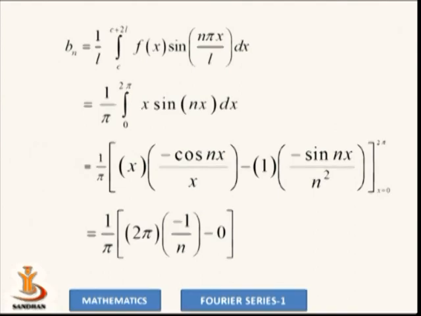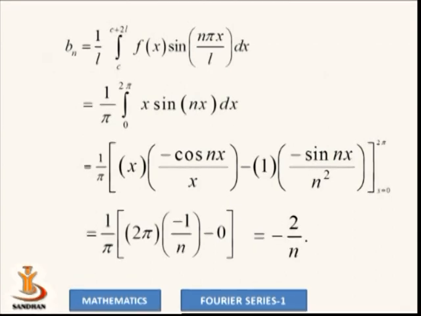So the value of 1 by pi, put x equal to 2 pi in the first term. So 2 pi into minus cos 2n pi upon n is there. Minus is there. Now sin 2n pi, its value is 0. Now put the value of the lower limit x equal to 0. So x equal to 0 into cos 0 upon n, but the value goes to 0. So the final answer is minus 2 pi upon n and the coefficient 1 by pi. So pi cancels, and we get minus 2 by n.